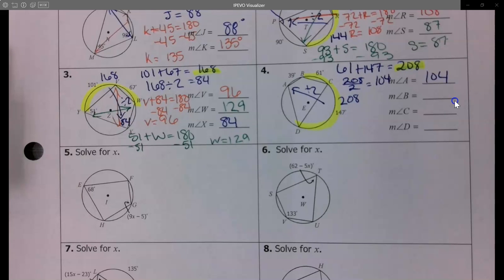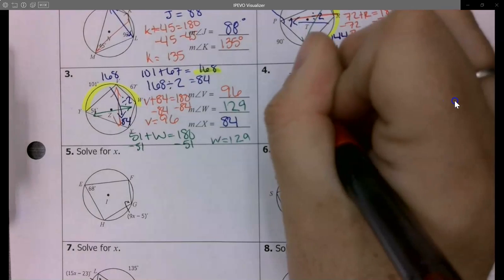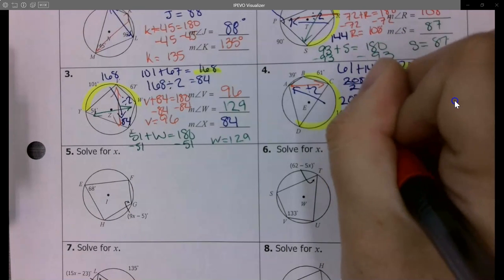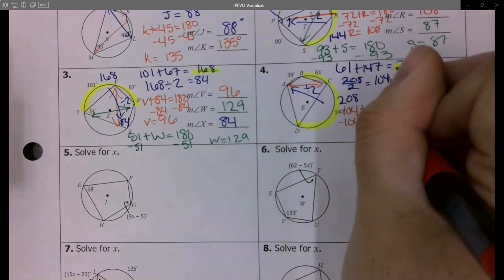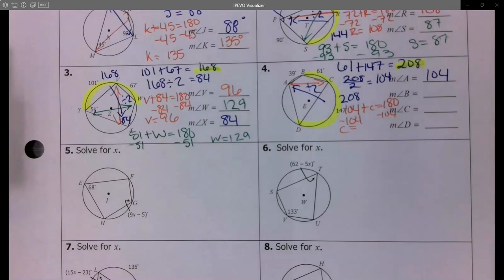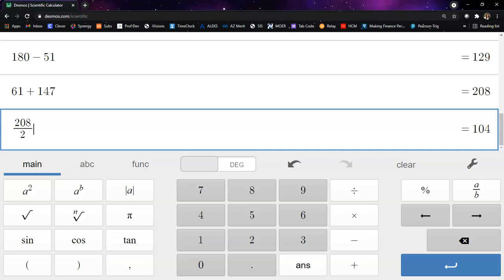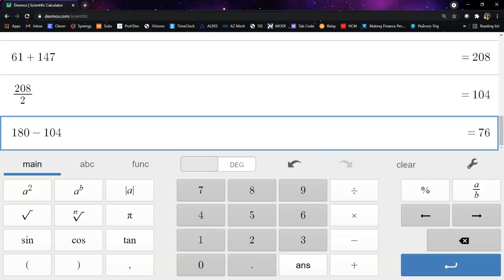Then I'm going to find C because that's across from me. So I have 104 plus C equals 180. Then I'm going to go ahead and subtract 104 on both sides. This gets me C equals 76.